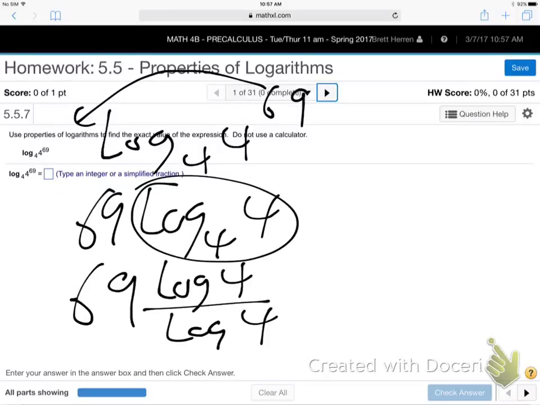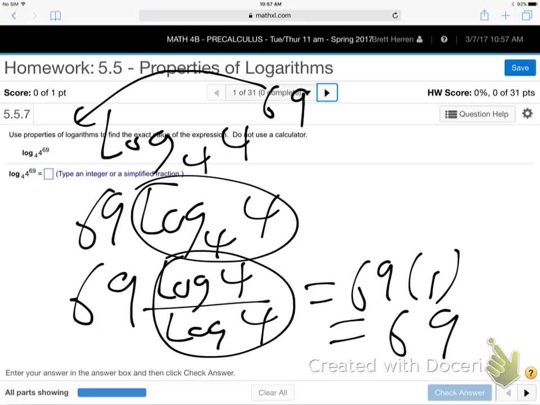So when you have something like that, when you have a log of a base, well, any base, you can make the high go high and the low go low, and then that is clearly 1, isn't it? So that's 69 times 1. It's just 69. Didn't even need a calculator.